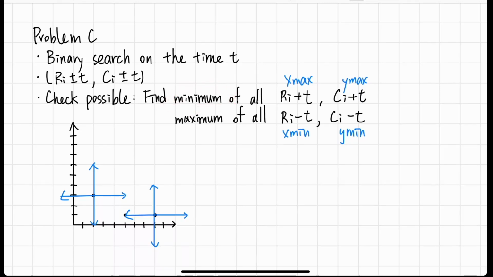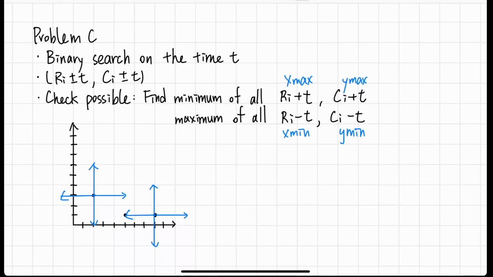And we do so for y as well. We find the minimum to ensure that all people will at least be able to reach this maximum y value. And similarly, we do this for the x value Ri minus t. So this means that when we find the maximum, all people will at least be able to reach this minimum value of x. And we do the same thing for y.